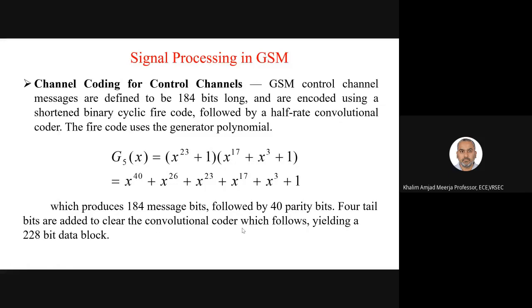So the channel coding for control channels. GSM control channel messages are defined to be 184 bits long and are encoded using a shortened binary cyclic fire code, followed by a half-rate convolutional coder. The fire code uses the generator polynomial g5(x) = (x^23 + 1)(x^17 + x^3 + 1). If you multiply these two, you will get x^40 + x^26 + x^23 + x^17 + x^3 + 1. This produces 184 message bits followed by 40 parity bits. 4 tail bits are added to clear the convolutional coder which follows it, yielding a 228-bit data block.